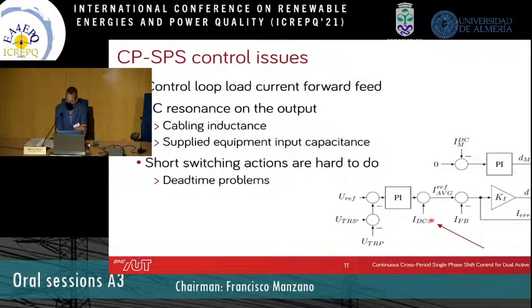Actually, the control loop uses a forward feed inside for this control. That is not good if you have an LC circuit on the output of your converter, which turns out in our laboratory is the cable inductance and various capacitance of other inverters. So this creates basically a very bad oscillation. So this is not a good approach.